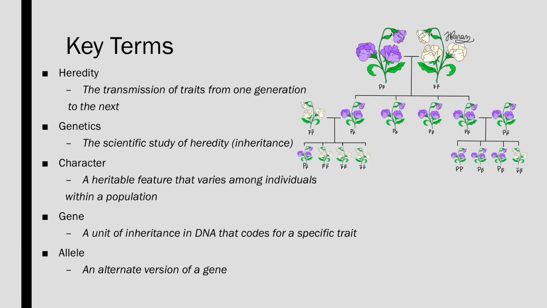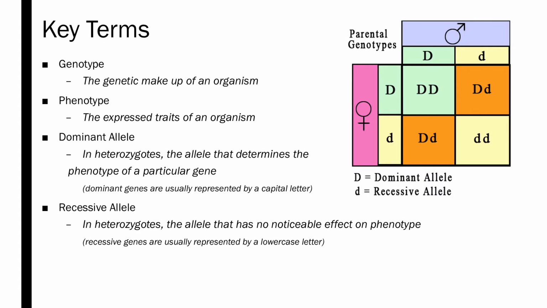In order to fully understand how autosomal disorders occur, there is some key vocabulary you must know. Heredity, the transmission of traits from one generation to the next. Genetics, the scientific study of heredity. Character, a heritable feature that varies among individuals within a population. Gene, a unit of inheritance in DNA that codes for a specific trait. Allele, an alternate version of a gene. Genotype, the genetic makeup of an organism. Phenotype, the expressed traits of an organism.